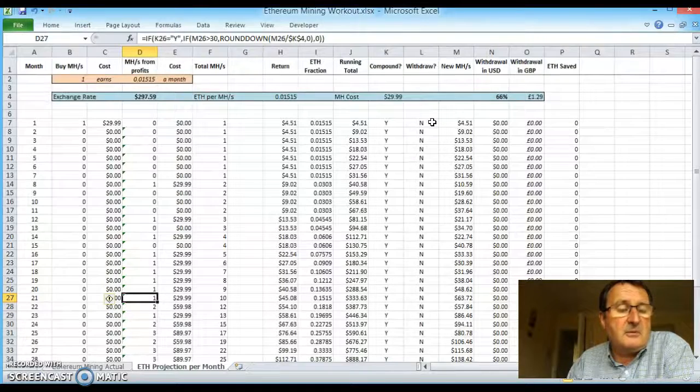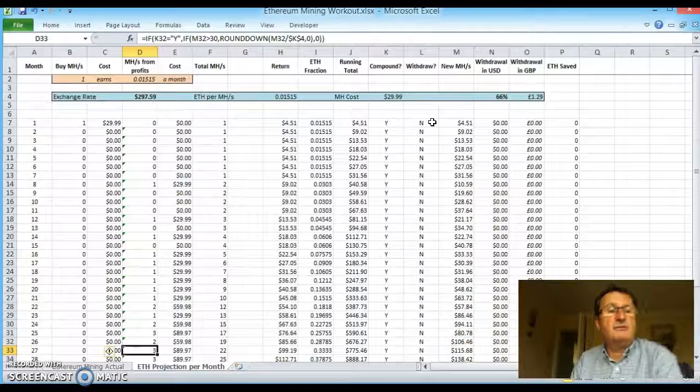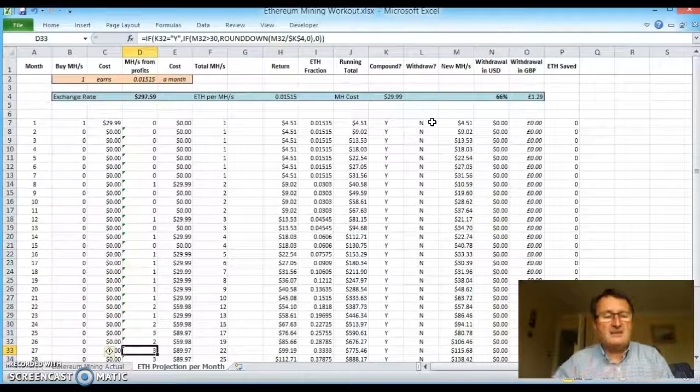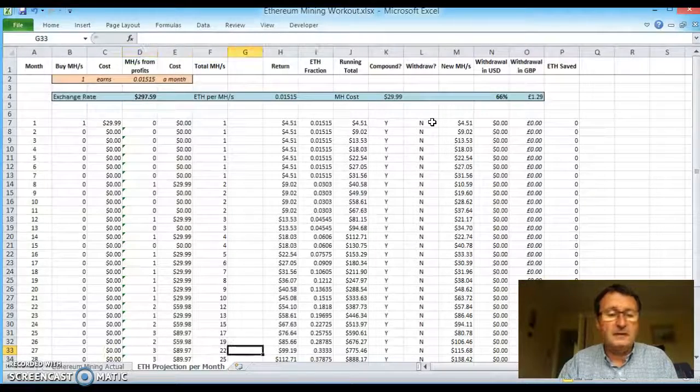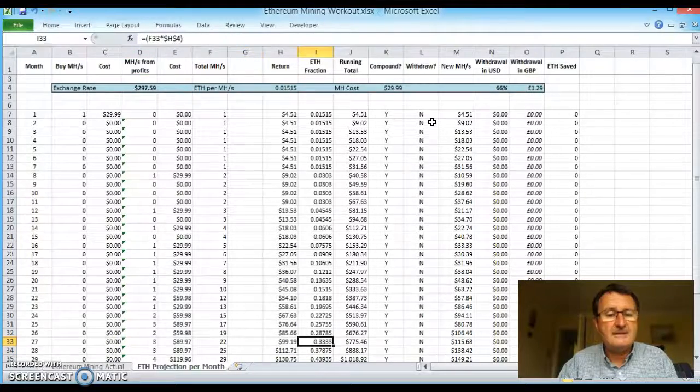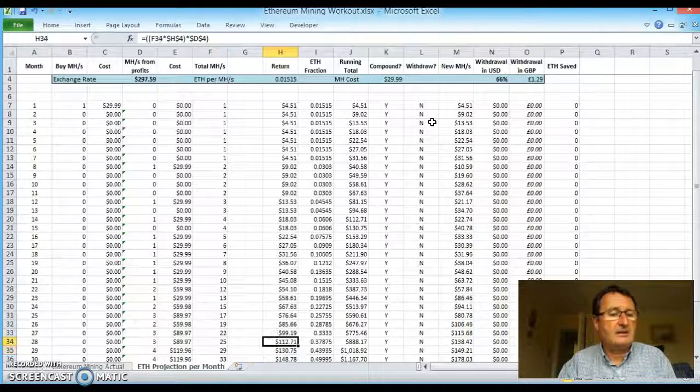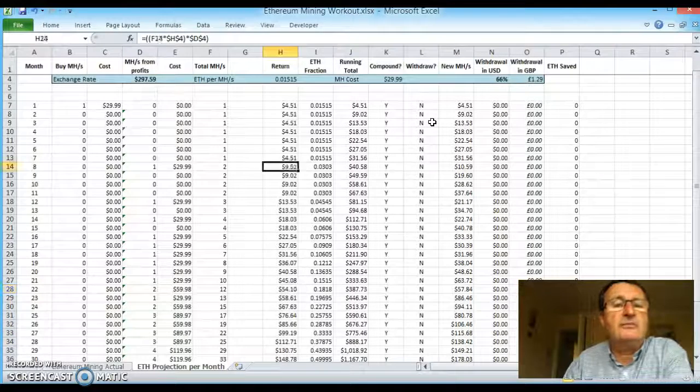And then we get to a point where we're buying 2 megahash, then a bit further down, 3 megahash, and so on and so forth. So as it's compounding, it means that our mining capacity is getting bigger and bigger, which means that we're basically earning more money, because when we get down to about here, we're earning about $100 a month.